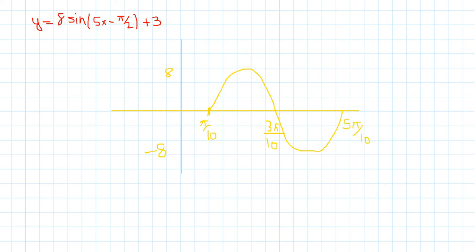I only have a shift on amplitude, so I should add 3. It is 11 and this is minus 5. Now my maximum and minimum points should be here and here. Again I start from this point, pass through 3 pi over 10 and finish on 5 pi over 10.